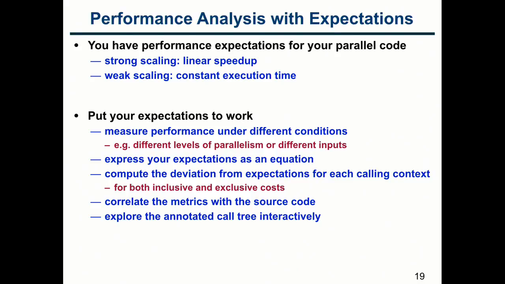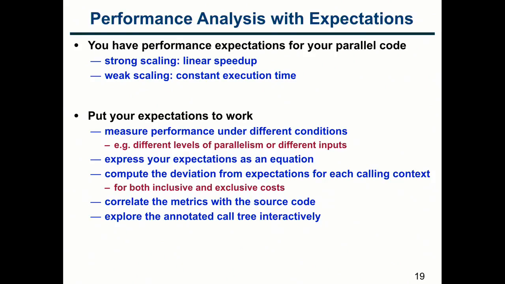So you either expect that when you run it, you're going to get linear speedup, that if you run it on twice as many processors, it's going to take half the time. Or if you're doubling the number of processors but also doubling the problem size, that's called weak scaling, then you expect that the larger problem is going to be solved in the same amount of time on double the number of processors.